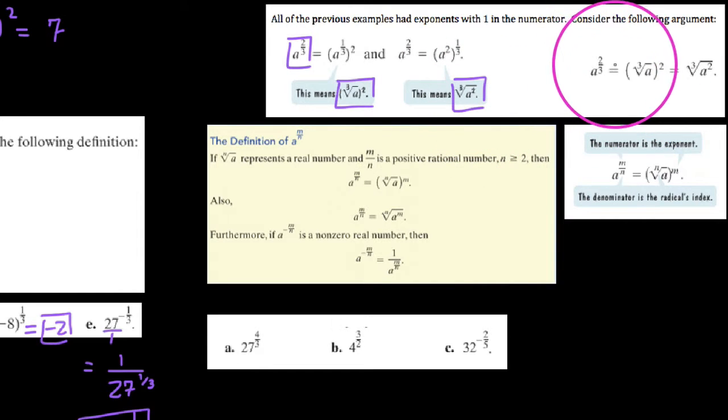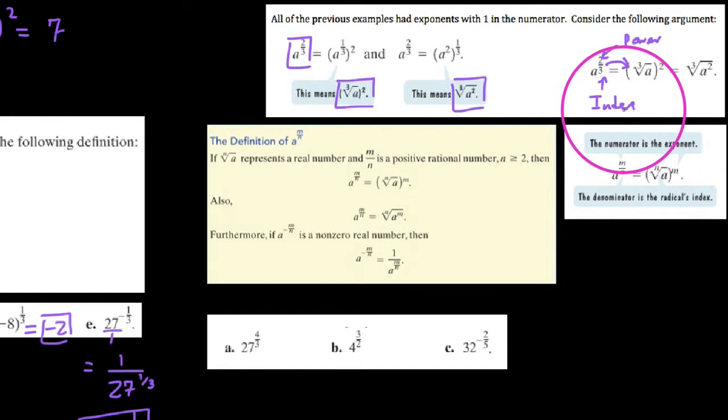And the conclusion we can really draw here is that if we were to take a to the 2/3 and rewrite this as the cube root of a squared, you'll notice that this top number in our exponent here is considered to be the power. And the bottom number in this exponent here is going to be our index.